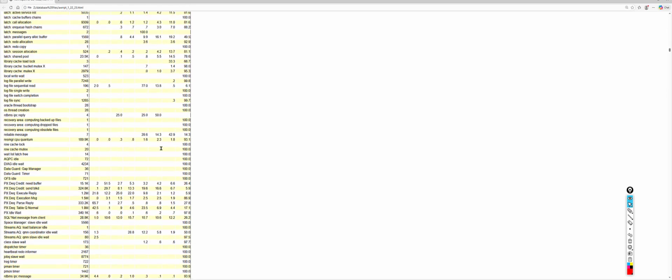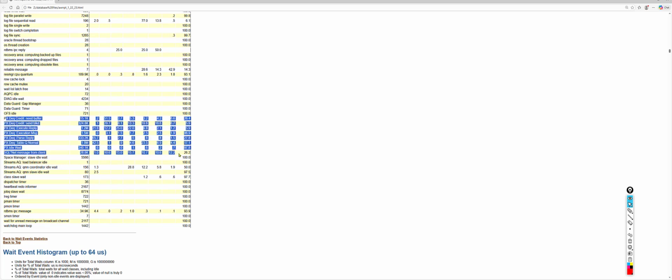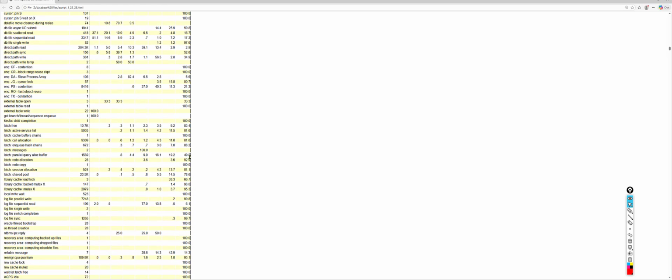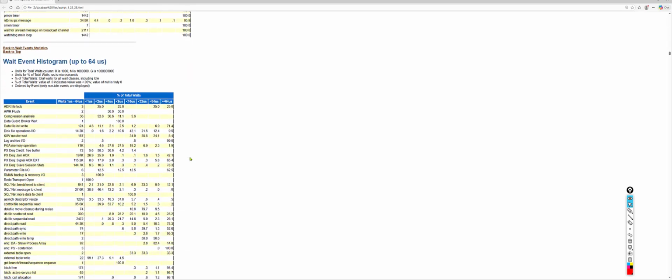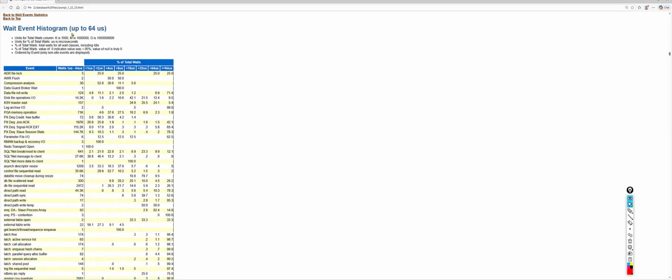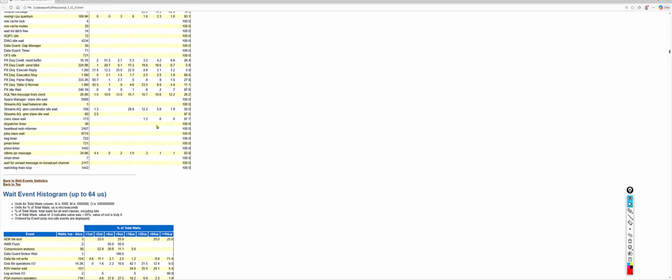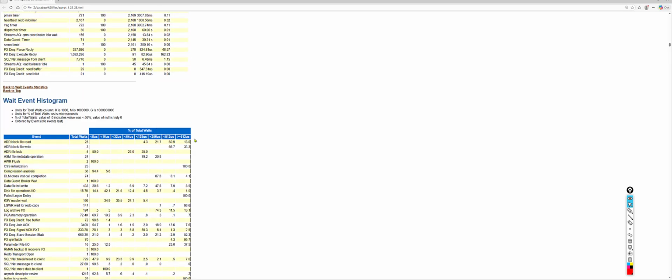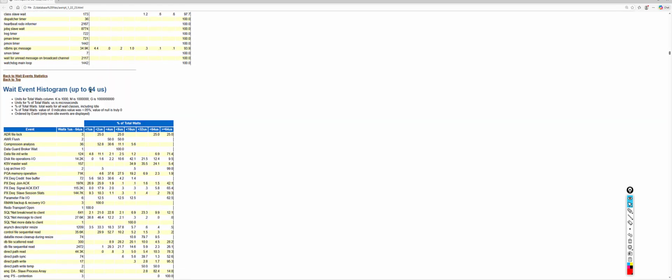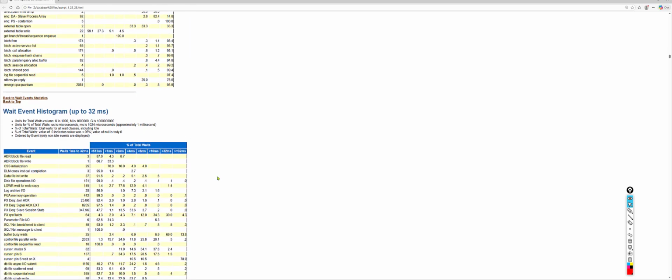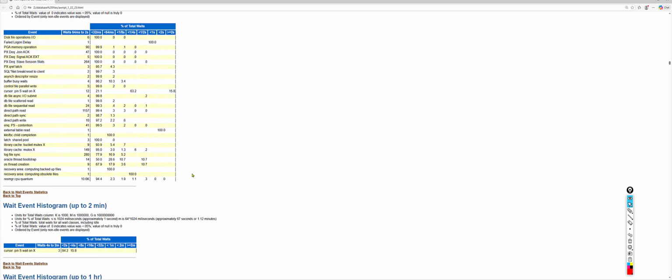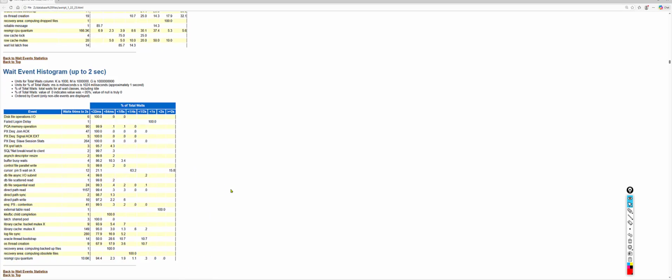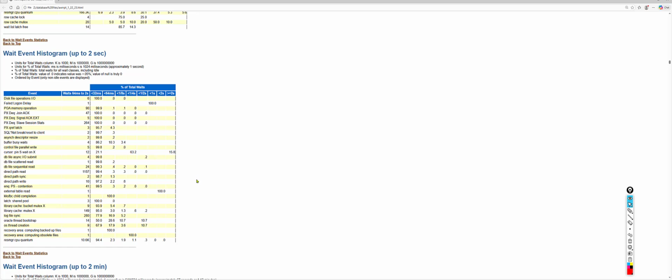Even here, all the parallel events have some value in each and every bucket. Then there is the wait event histogram up to 64 milliseconds. This is further down. Here it is to 512 microseconds. Here it is till 64 microseconds, then 32 microsecond, then 2 second. So it goes on. Further, it is just filtering out the specific issue events.